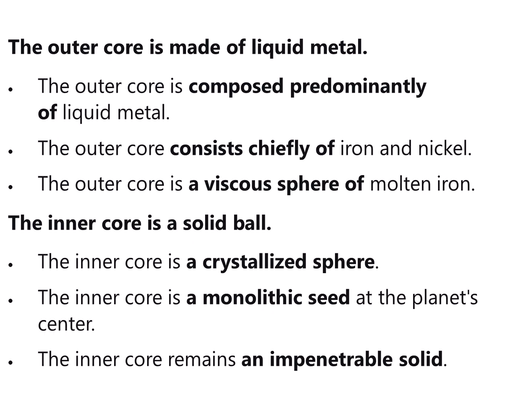The outer core is made of liquid metal. The outer core is composed predominantly of liquid metal. The outer core consists chiefly of iron and nickel. The outer core is a viscous sphere of molten iron.